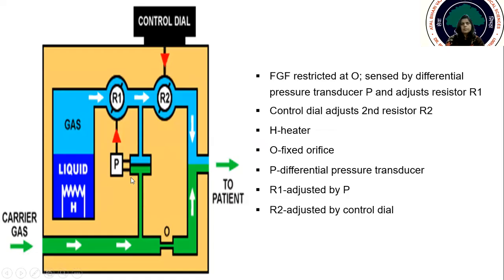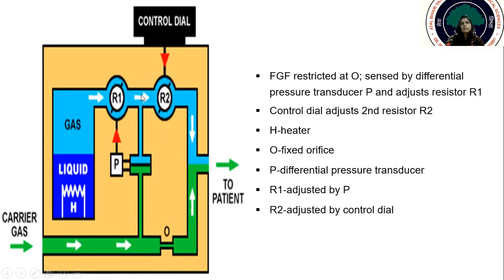So what happens? There is a differential pressure transducer valve over here. What happens when the fresh gas flow enters here? There's a fixed orifice, and a pressure difference is generated, which is transmitted to the differential pressure transducer, and this will convey a message to R1, resistor 1, and it will ultimately reduce the pressure according to the information given by this differential pressure transducer. And here the pressure of the desflurane will reduce.